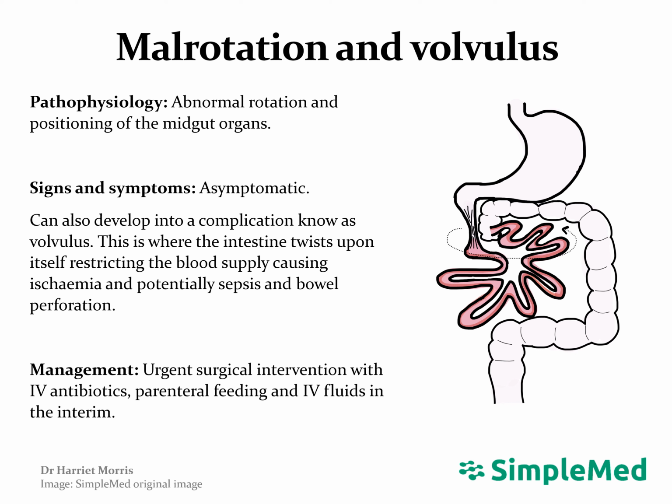Malrotation disorders are usually asymptomatic. However, later in life, if the intestine twists on itself at the point of Ladd's band usually, blood supply can be restricted to the intestine, causing ischemia and potentially bowel perforation and sepsis. This will need urgent treatment with IV antibiotics, IV fluids, and ultimately surgical intervention.